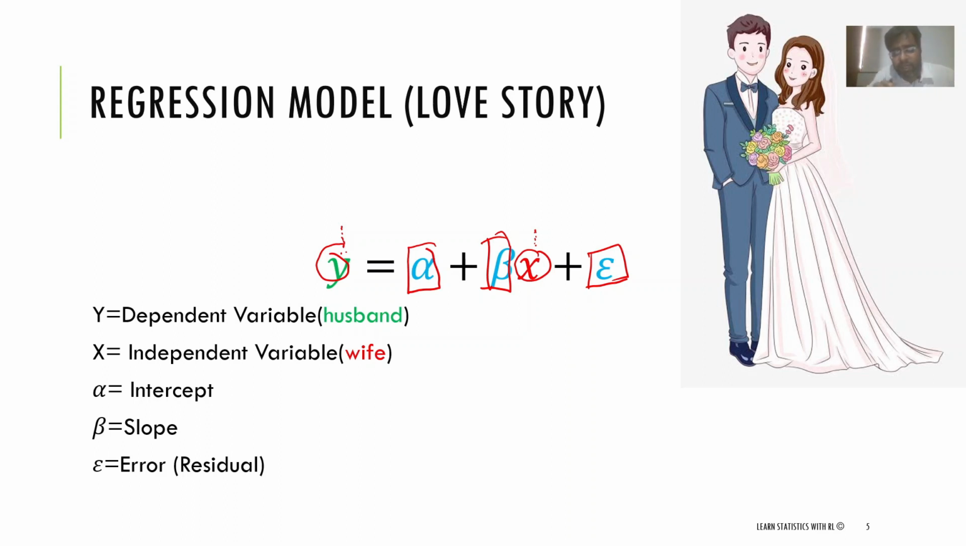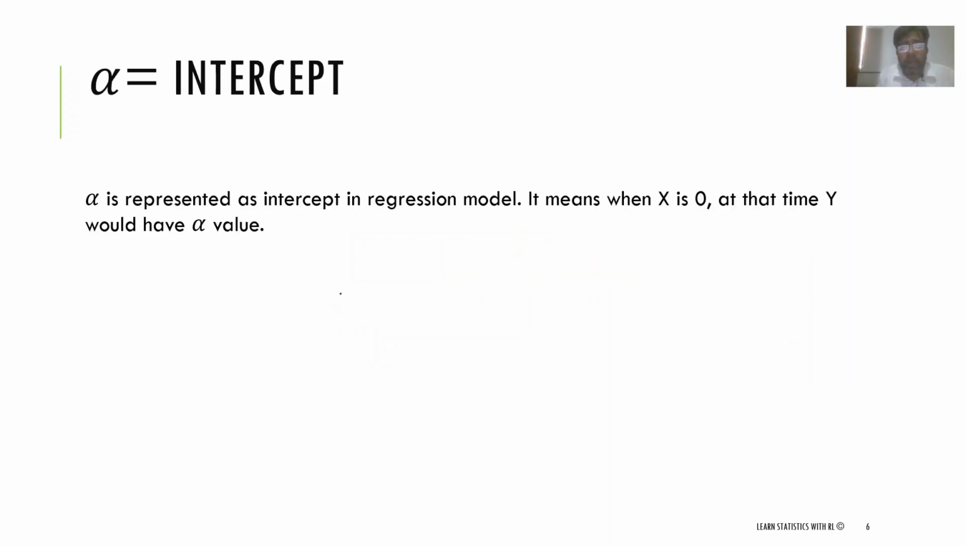First I have explained the dependent and independent variable. Now I am discussing alpha, that is our intercept. When the value of x is 0, the value of y would be something, and that is our intercept. In simple terms, you can say the starting point or initial point of a regression model is known as the intercept.